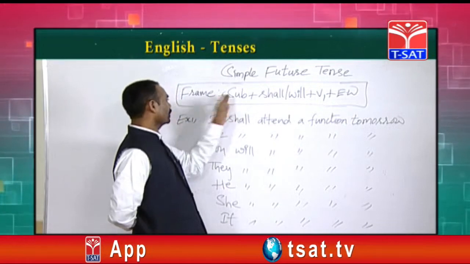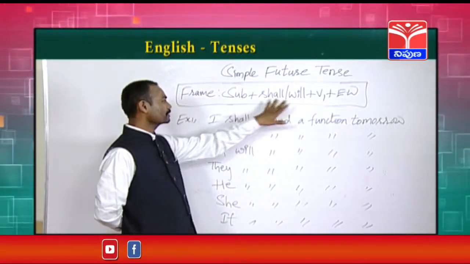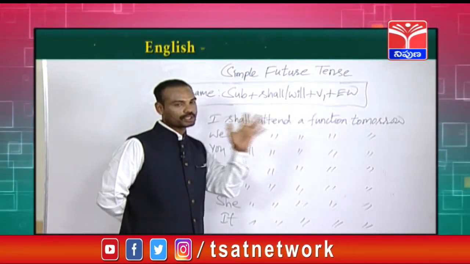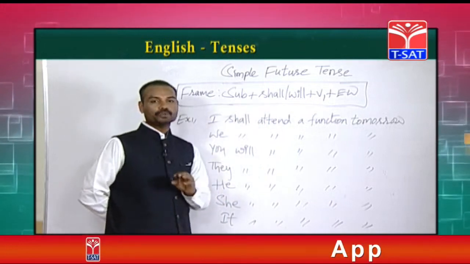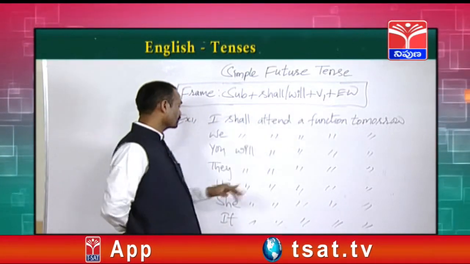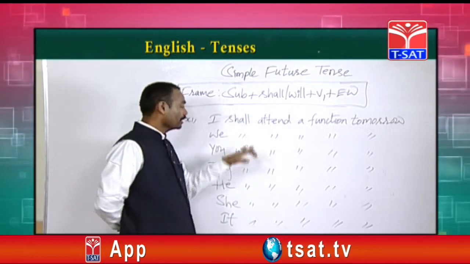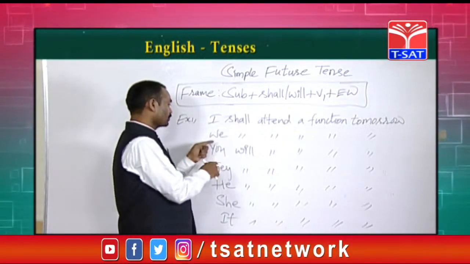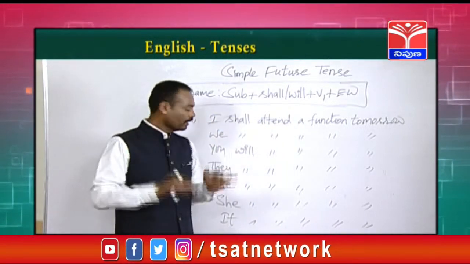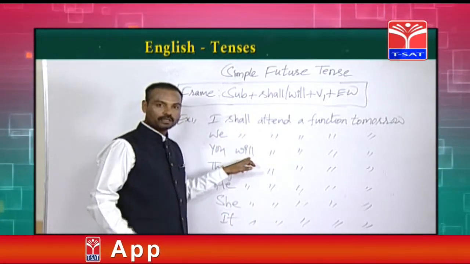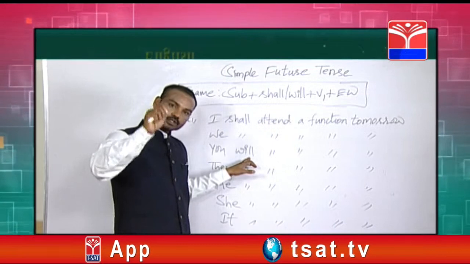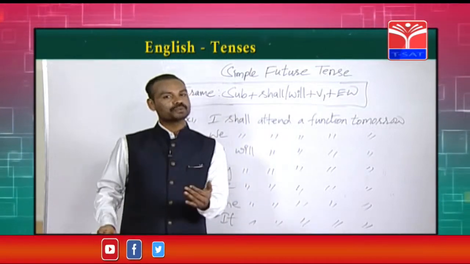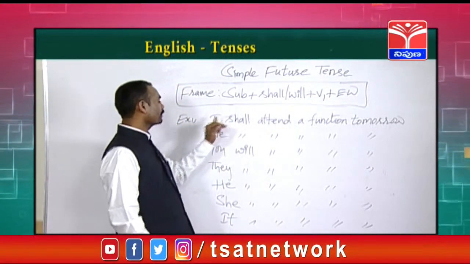So this is the frame or principle or structure, we can say. Subject plus, there are two helping verbs, they are shall and will. Then V1, V means verb, EW for extra words. So friends, shall should be used after I and we. Will should be used after you, they, he, she, it. Sometimes we can use will even after I and we also. After any subject, will can be used, but shall should be used after I and we.